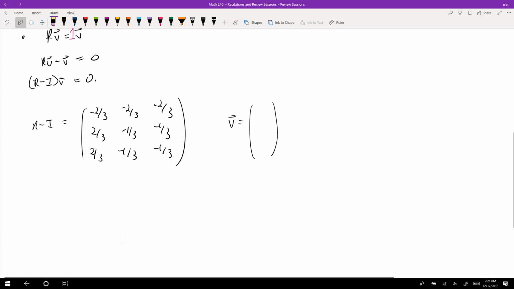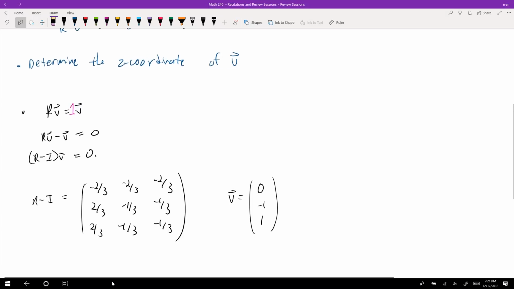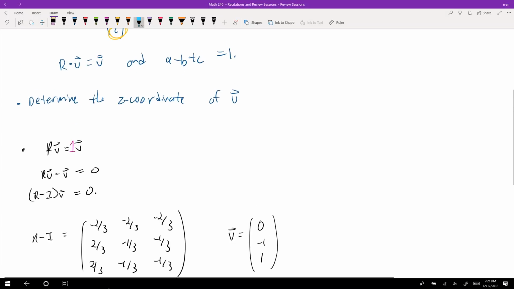So you have this matrix. What's an eigenvector for this? Yeah. 0, -1, 1. Okay, so that's an eigenvector. This V satisfies this equation, all right? So with this eigenvector right here, we have the first condition satisfied. That's good. What we don't have is the second condition satisfied.